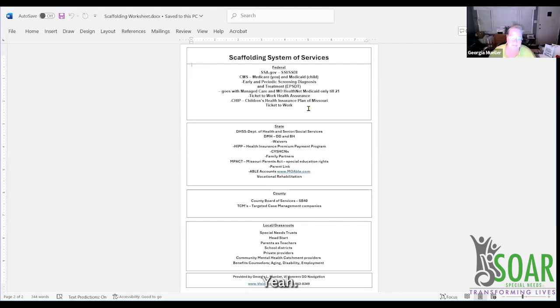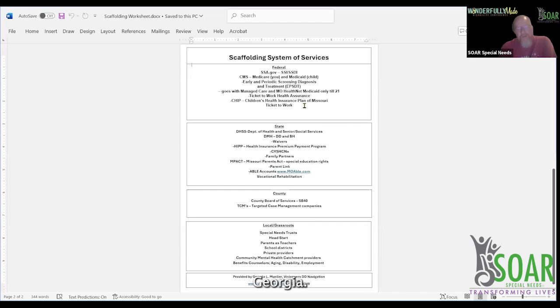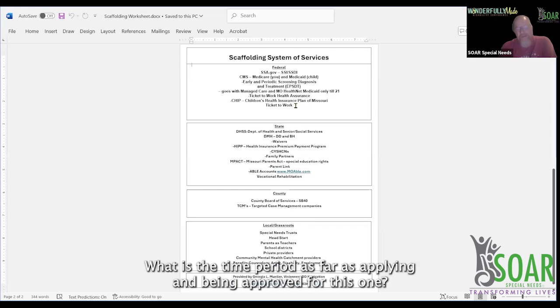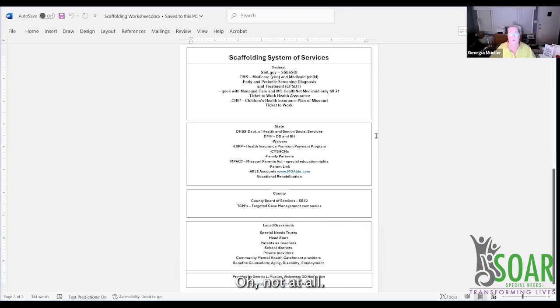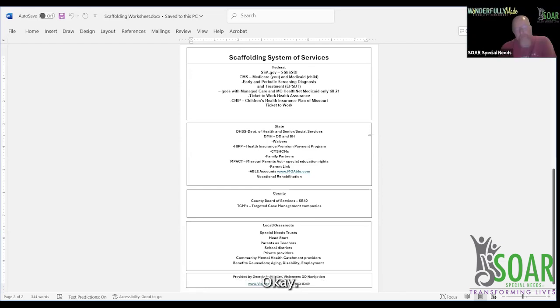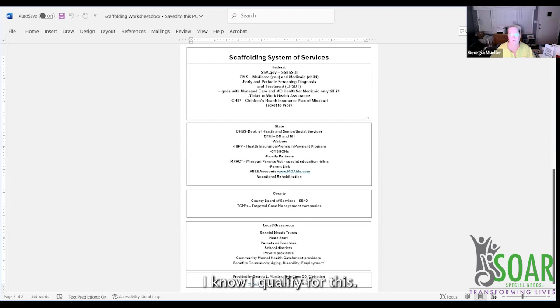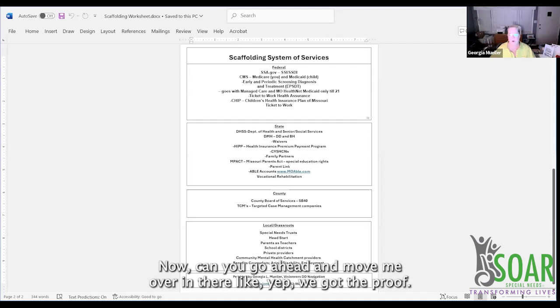Okay. And I have just one more quick question on this, Georgia. What is the time period as far as applying and being approved for this one? Hopefully it's not like the waiver and everything else? Oh, not at all. It's more of a flip of a button. It's more like, hey, I'm using this. I know I qualify for this now. Can you go ahead and move me over?